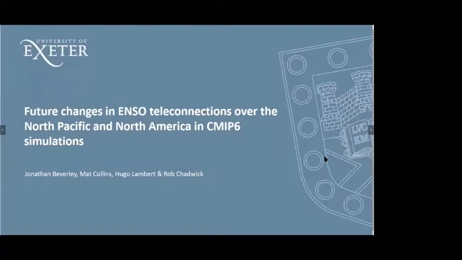So I'm going to be talking today about my current work, which is looking at future changes to teleconnections, specifically those associated with El Nino over the North Pacific and North America. This is work I'm doing with Matt, Hugo, and Rob in Exeter.